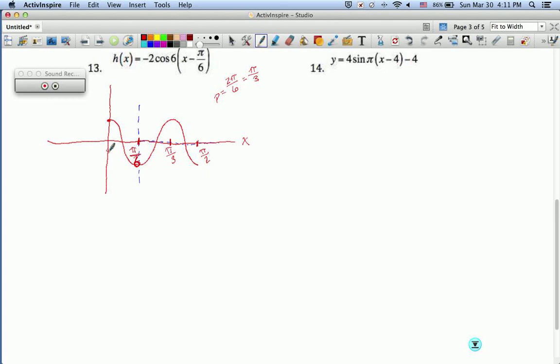So my values, this did not move up or down. I had an amplitude of 2 though, so this value is 2, and this one is negative 2. And that looks like our entire graph there, x and y.